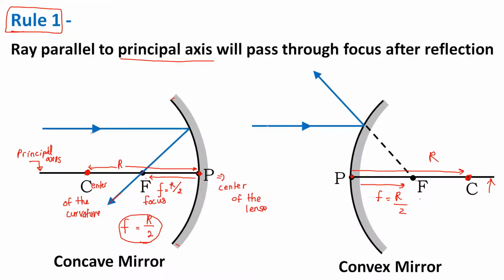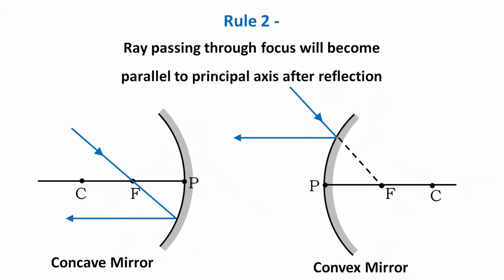For a convex mirror, the problem is, here we get a ray parallel to the principal axis, but the focal point is inside the mirror. So the ray will be reflected and appears to be coming from the focal point. If you extend the reflected ray, it looks like it's coming from the focal point. Both of them follow this rule, right? So the first rule is done. Let's quickly go to the second one.